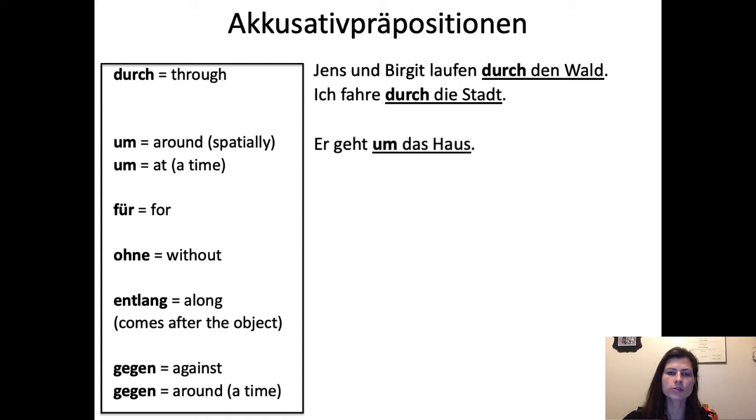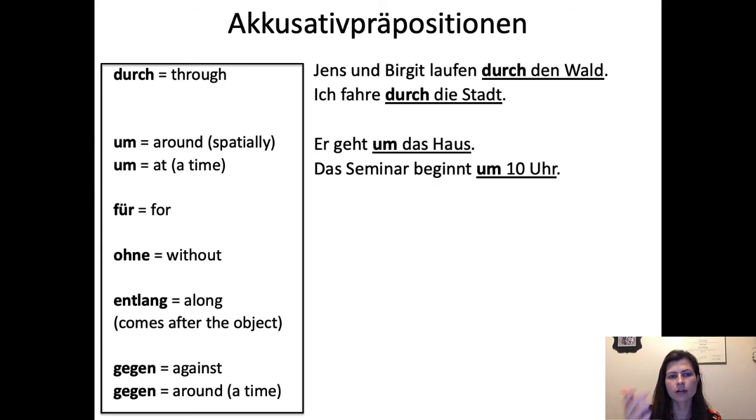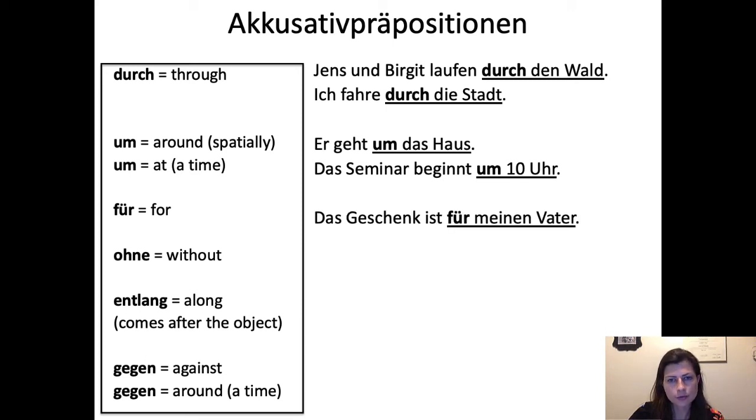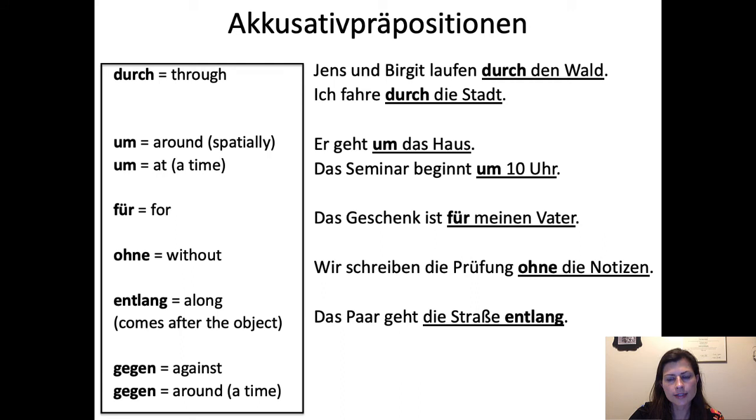Um das Haus. So if you're talking about space, spatially it means around, and then for time, if you're going to say a clock time, it's at that clock time. Das Seminar beginnt um 10 Uhr. The seminar begins at 10 o'clock. Für is very much like English for, and then ohne also very much like English without. Entlang means along, and it comes after the object. A couple of these prepositions come after the object. So das Paar geht die Straße entlang is the couple walks down the street, or the couple walks along the street. The couple walks the street along is literally what it says.